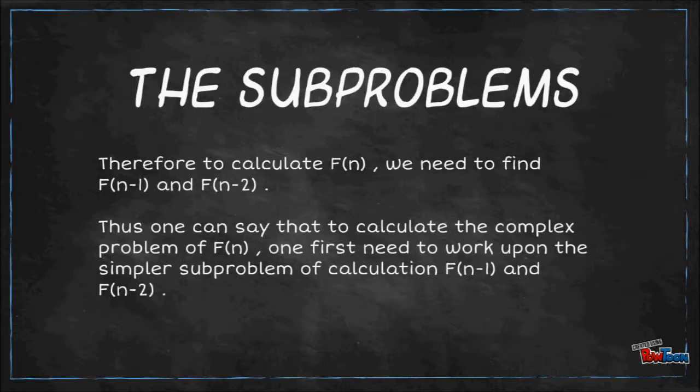Let's first work upon the subproblems. As we can see by the definition, to calculate f of n, we first need to find Fn-1 and Fn-2. Thus, one can say that to calculate the complex problem of solving Fn, one first needs to work upon the simpler subproblems of calculation of Fn-1 and Fn-2. The idea involved here is to chop down the complex problem of finding f of n into a summation of elementary problems, that is f of 1 and f of 2.